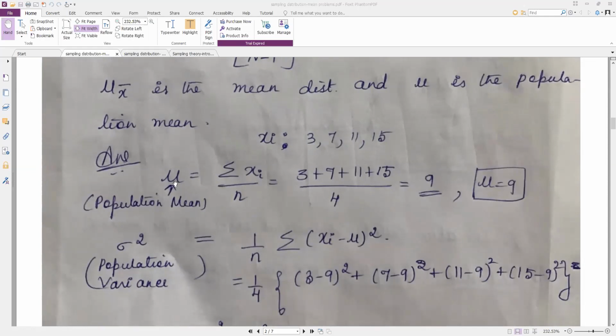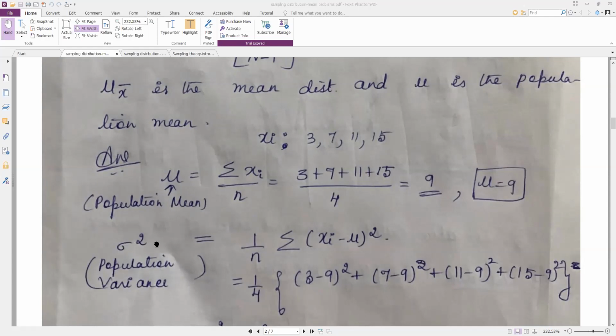To calculate the mean of the population, what is the formula? Summation of this divided by the number of terms. Whenever we say mean mu, it is the sum of the terms divided by the number of terms. So summation of xi is this, divided by how many terms are there? 4. So what is mean mu? 9. This is for the population.